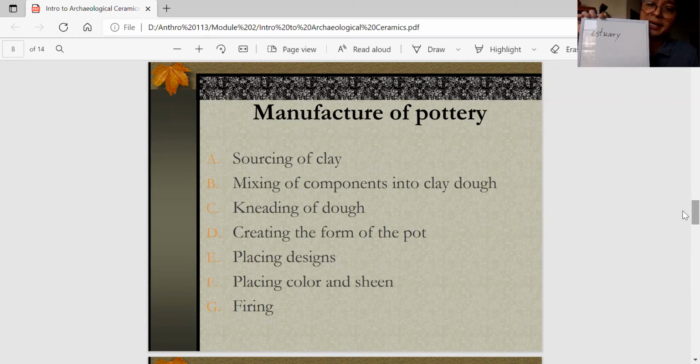Bulacan, Pampanga, also Pangasinan, also in Ilocos we also have that, in Ilocos Sur most especially, and also in the Lawag area. So these are pottery making centers until now.